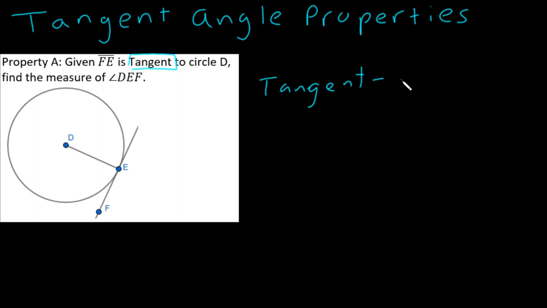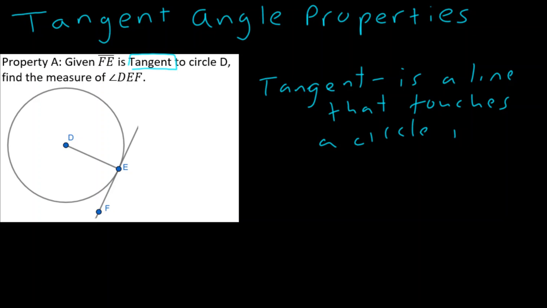So a tangent is a line that touches, in this case, a circle in one and only one point. So you'll notice that here FE only touches this circle at point E. In no other place is it making contact with the circle. And so that is what we call a tangent line.